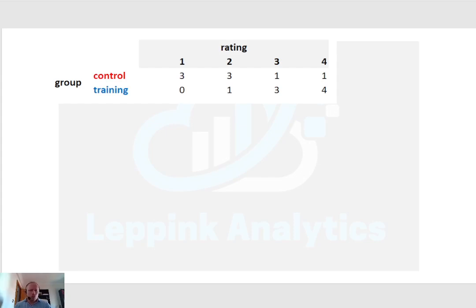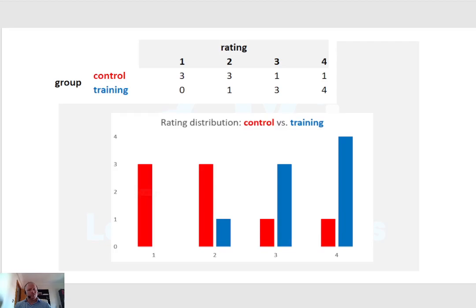So in the control group we get 3 poor performances, 3 borderline performances, 1 satisfactory performance and 1 excellent performance, whereas in the group of 8 candidates who just completed the training program, we find no poor performances, only 1 borderline performance, 3 satisfactory performances, and 4 excellent performances. In a bar chart, these results look like this.